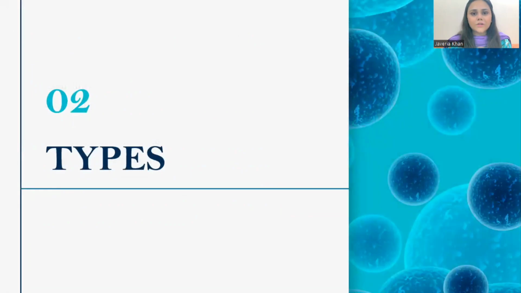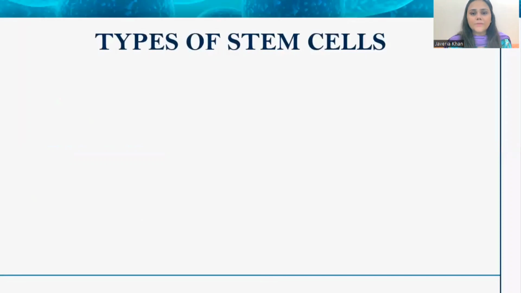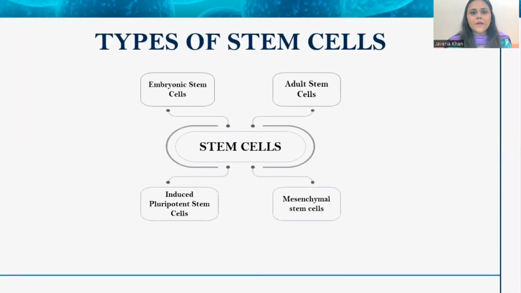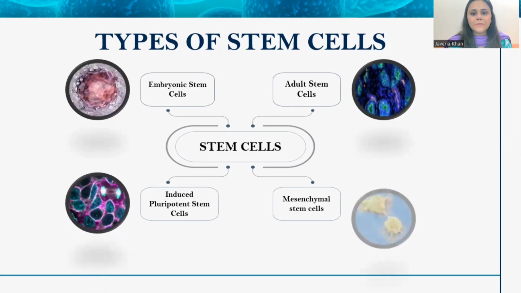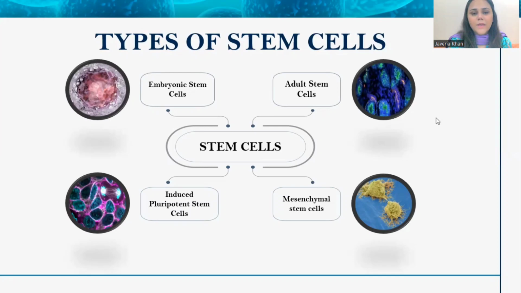Let's have a detailed look at stem cells. There are four main types of stem cells: embryonic stem cells, adult stem cells, induced pluripotent stem cells, and mesenchymal stem cells. The embryonic stem cells are derived from the inner cell mass of mammalian embryos at a very early stage of development, especially when it is made up of a hollow sphere of dividing cells, that is, a blastocyst.